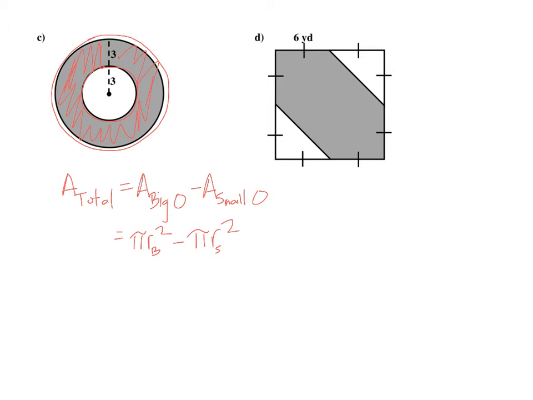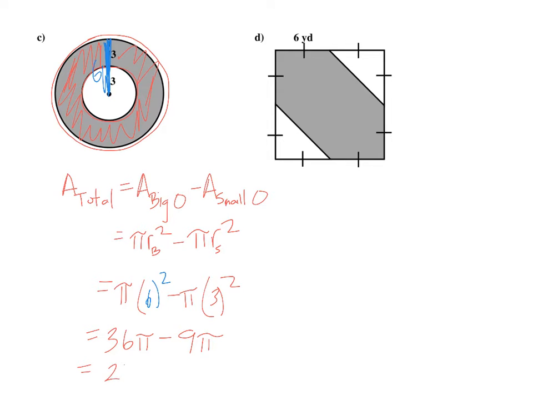All right. So the radius for the small circle. So I have pi, the radius of the big circle is these two combined, right, it's the whole thing. Make sure you use the whole thing. It's 6. Right. So we have 6 squared minus pi. R for the small circle is 3. So it's 36 pi minus 9 pi, which is 27 pi.